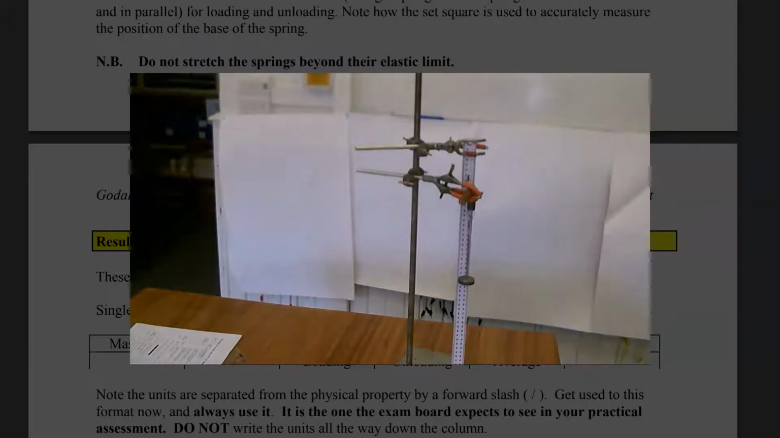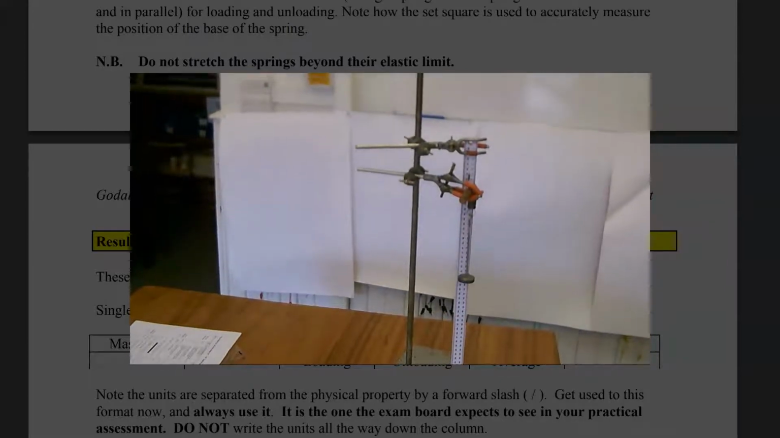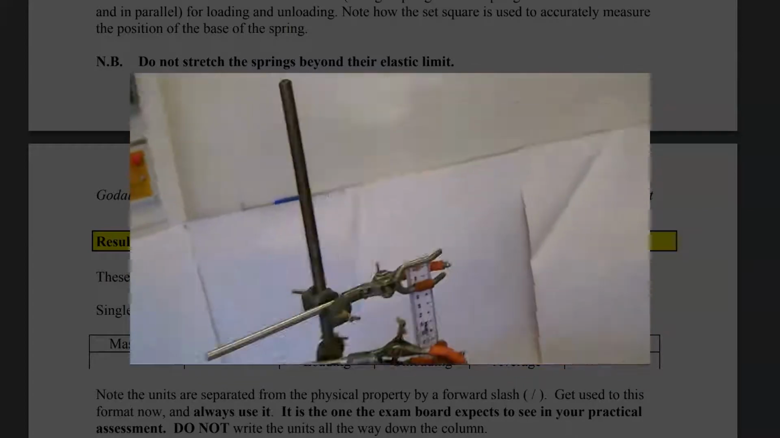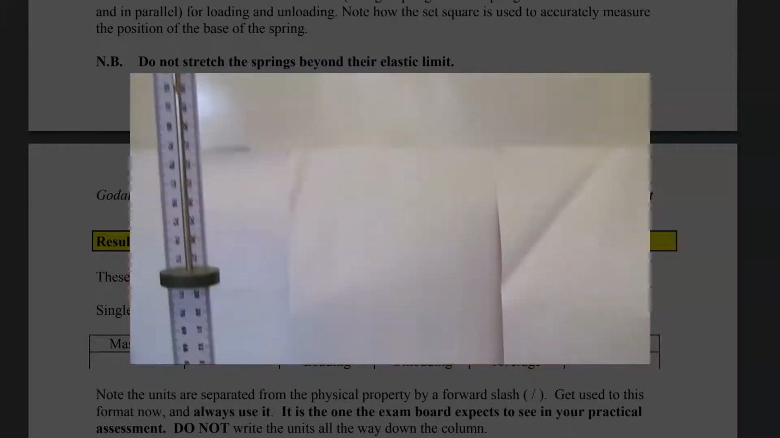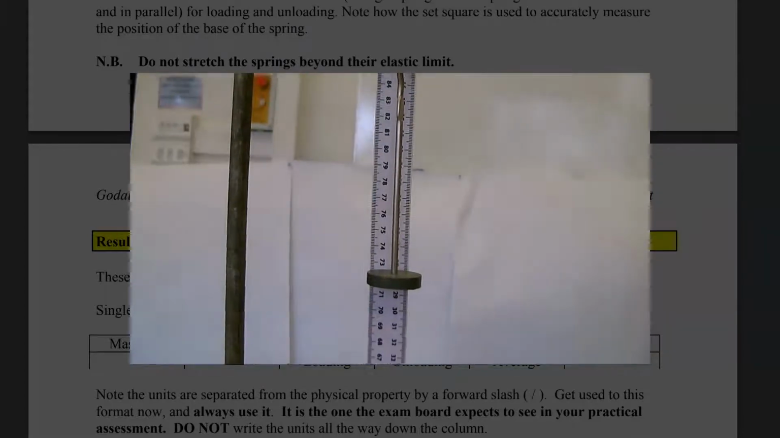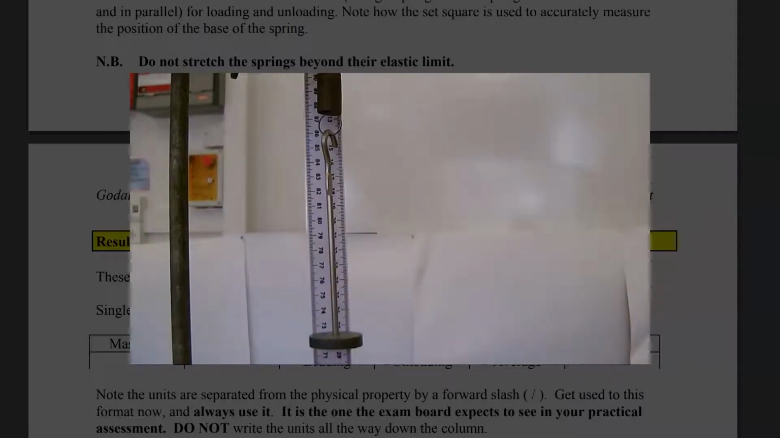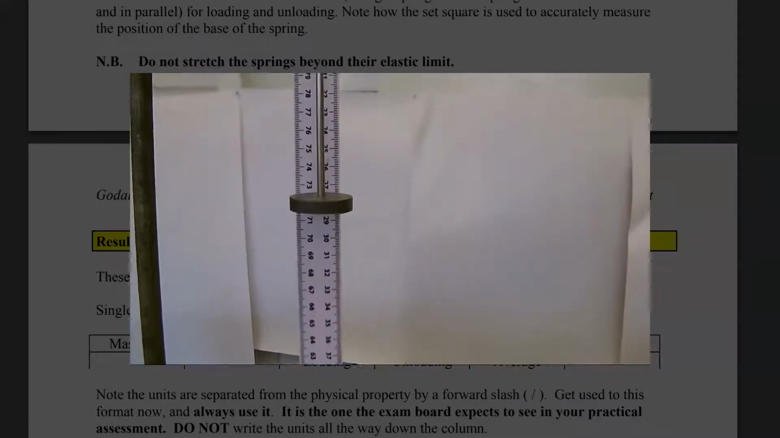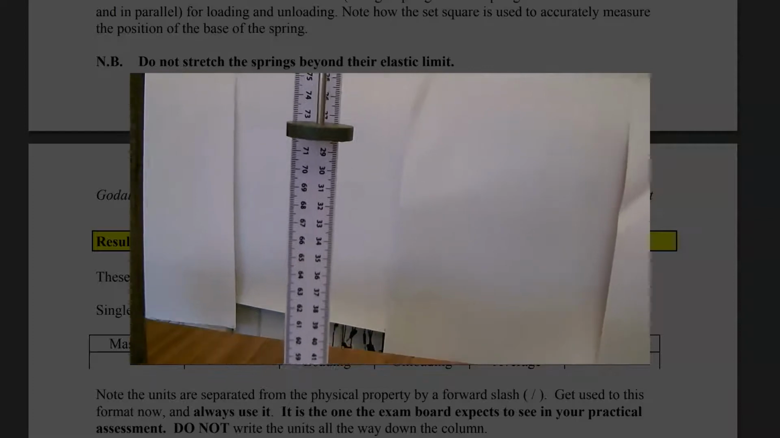Pause that for a second. So let's have a little close look at how I've actually done this. On the diagram it shows you taking a measurement from the bottom of the spring. Well, you can do that, but it doesn't actually matter where you measure it from. So my personal preference would be to measure it from the bottom of the mass hanger.